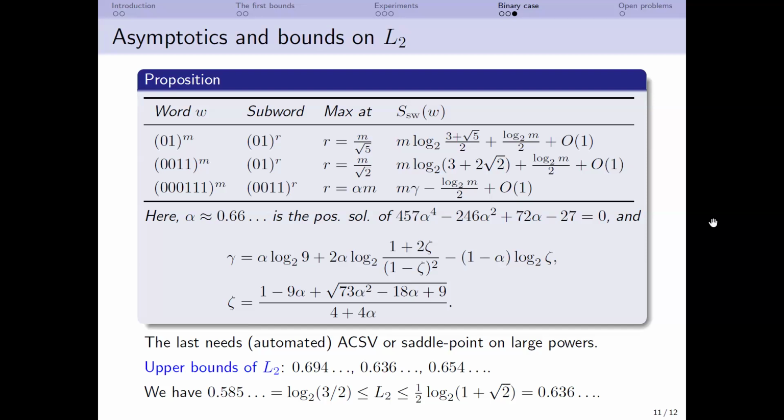And then this result gives us an upper bound on L2 because we are in the binary case. Numerically, the three families give these three numbers, and we see that in fact the second one is the best. So what we get at the end is a bound on L2 between the lower bound from random subwords and the upper bound from the family of periodic words 0, 0, 1, 1. And we see that at least they are much closer together now.